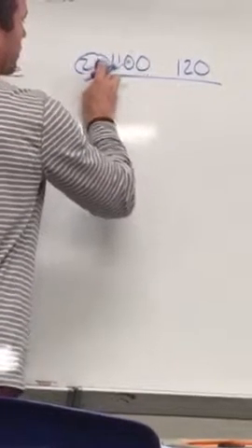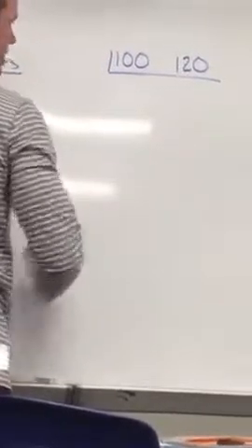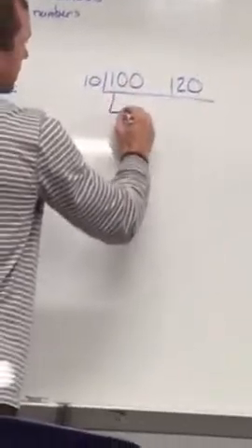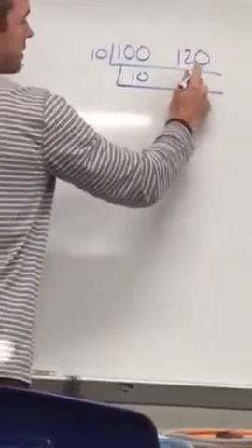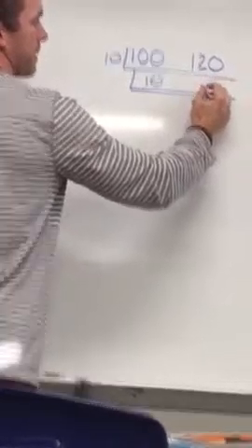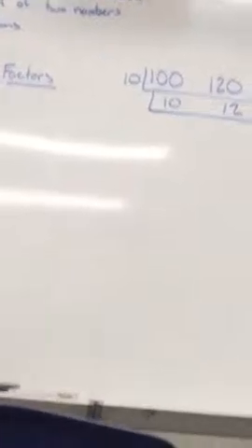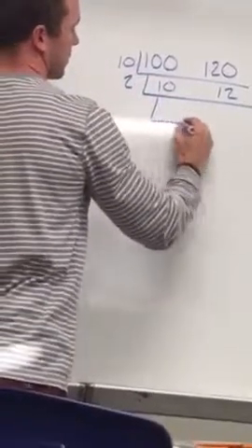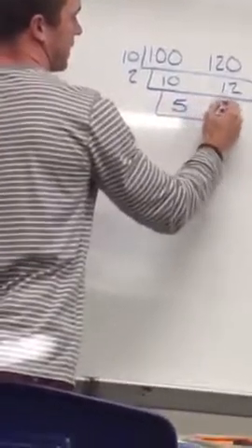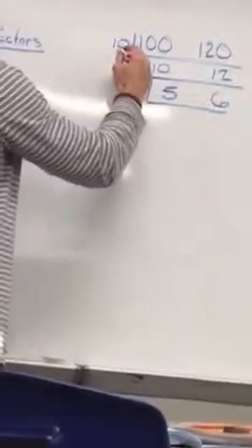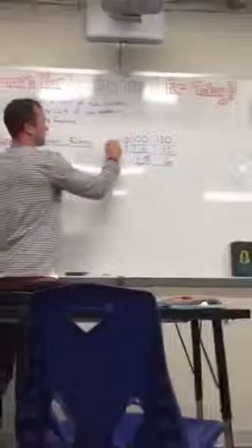Exactly right. Okay, let's do something smaller. 10. What do they both end in? 0. So let's go 10. 100 divided by 10. 10. 120 divided by 10. What is it? 12. And then 2. What goes into 10 and 12? 2. What do I get? 5 and 6. I'm done. What do I do with my outside numbers? 10 times 2 is 20.